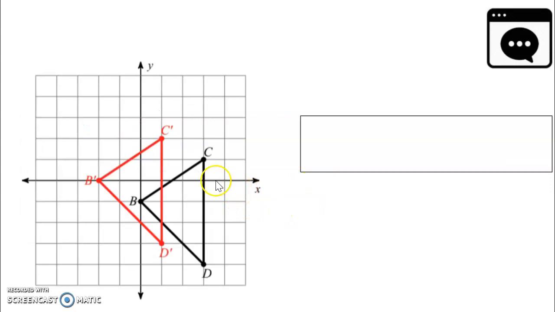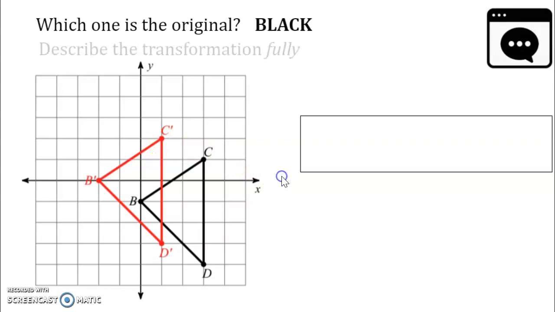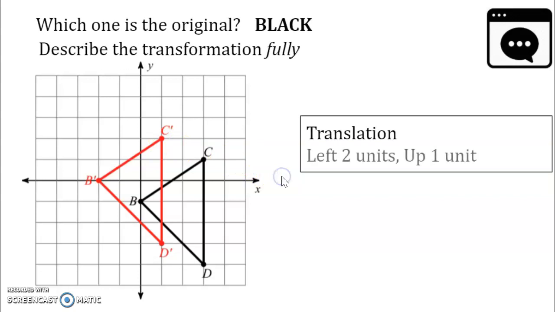What about this? Match the corresponding point. C became C prime. It went to the left by 2 and went up by 1. So it's a translation. Left by 2 units, up by 1 unit.